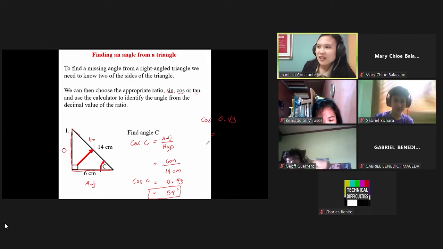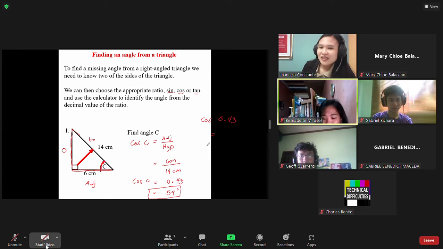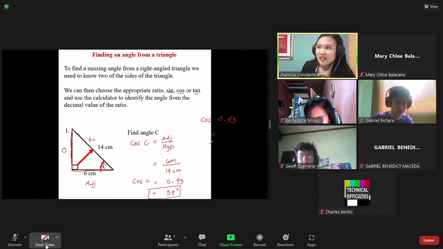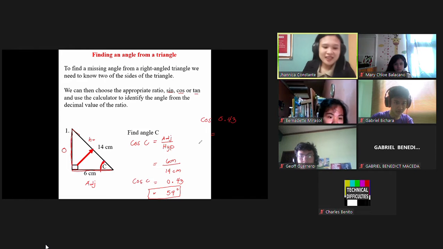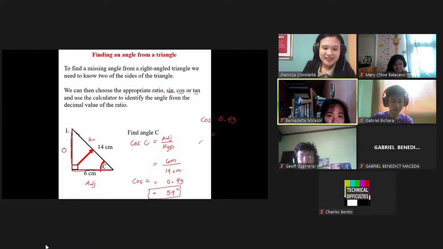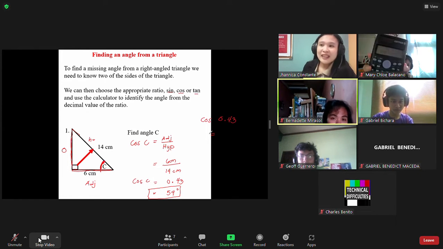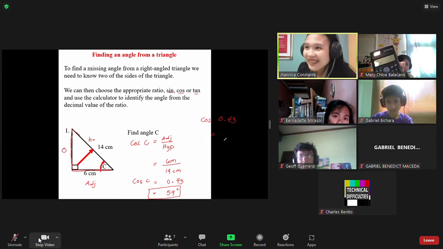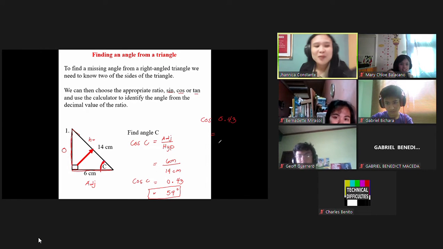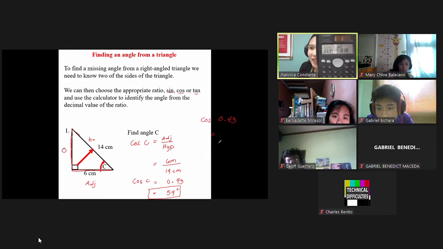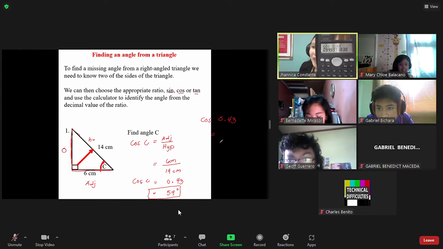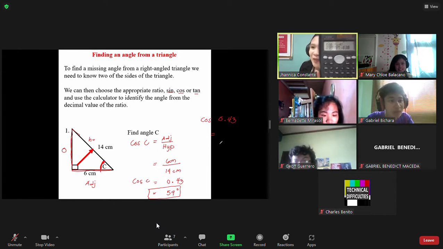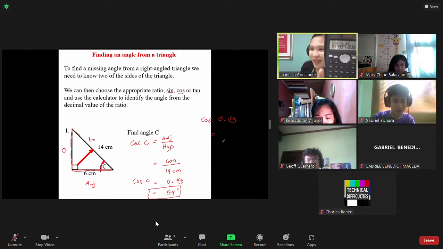Anong lumabas sa calculator nyo? The COS 0.43, it's 0.999, right? Lumalabas once you input cosine 0.43. Am I correct? 0.99975. Yan ba? Lumabas? Once you press the equal sign.